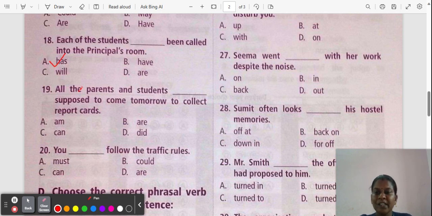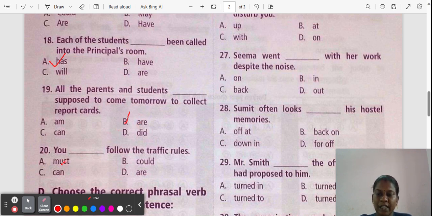Then question number 19. All the parents and students, it is in the plural form. So they are supposed to come tomorrow to collect report cards. All the parents and students are. Plural form are is the correct answer. Option A am, option B are, option C can, option D did. So all the parents and students are supposed to come tomorrow to collect the report cards. Option B are is the correct answer.